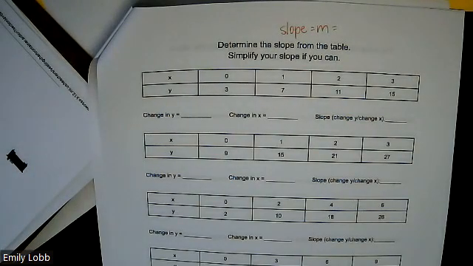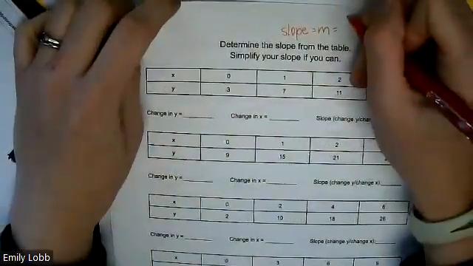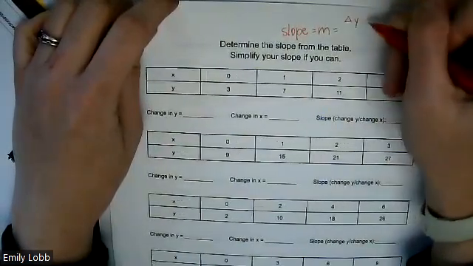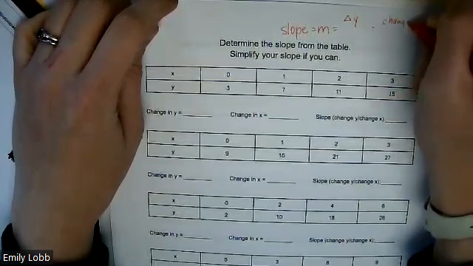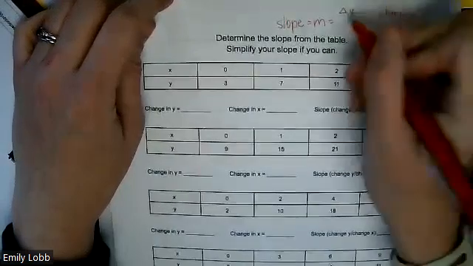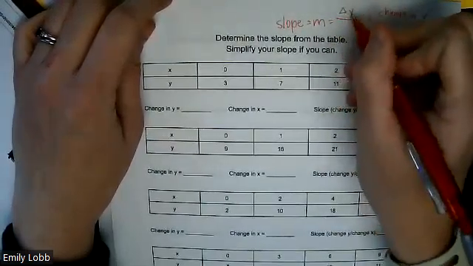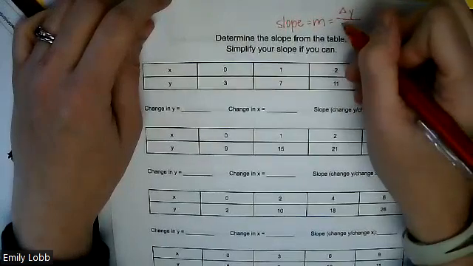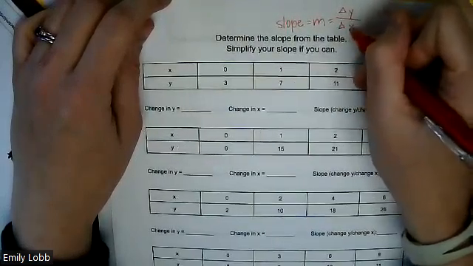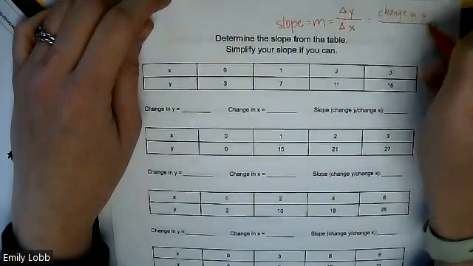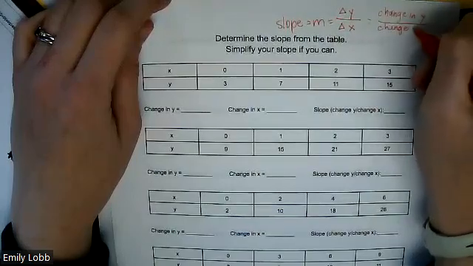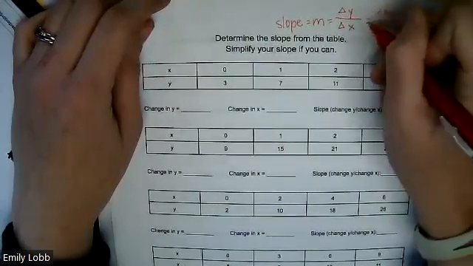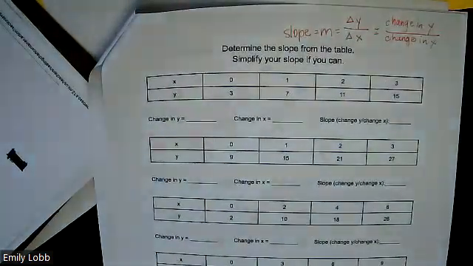And the slope of something is the change in y. Delta means change. Delta is that triangle. So the slope is the change in y divided by the change in x. So that's simply what we're going to do today from our table.